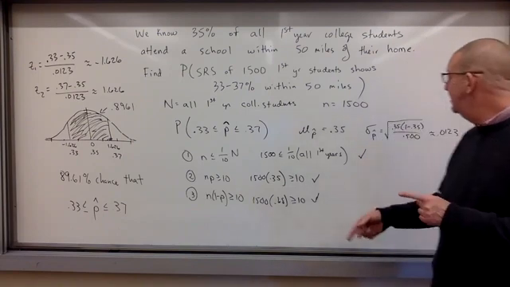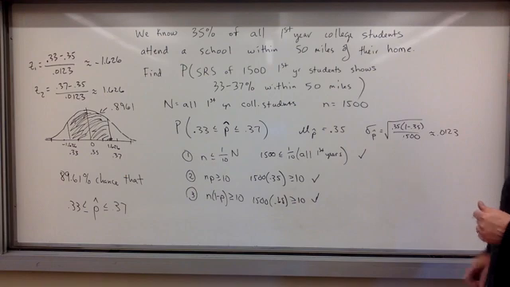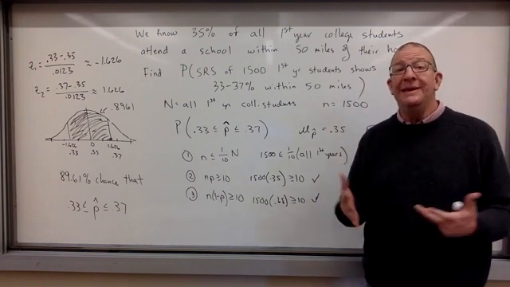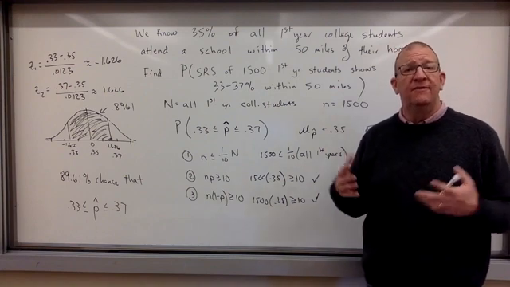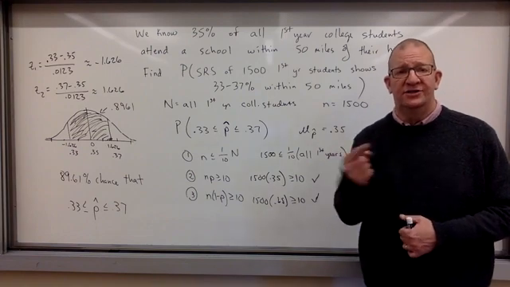Key formulas right here. All right, our key formulas. Okay, the next one we'll do will be a sampling distribution with means, and we'll see how it differs slightly, but very similar process. Okay, good luck. See you next time.